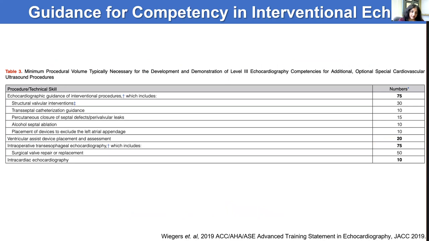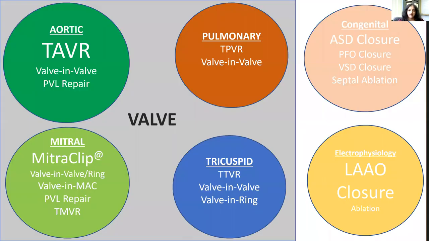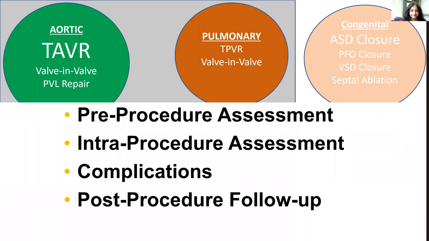The ASE offers you some guidance as a physician on the minimum competency required to obtain competency in transcatheter interventions. This is a document from 2019 outlining some minimum numbers on top of the COCATS certification for comprehensive echocardiography. And when people talk about interventional echo, they usually are talking about valve procedures. Interventional echo also supports a variety of congenital procedures, ASD closures, PFO closures, VSD closures, and also all of the electrophysiology related procedures, particularly LAA closure, which we will talk about shortly.